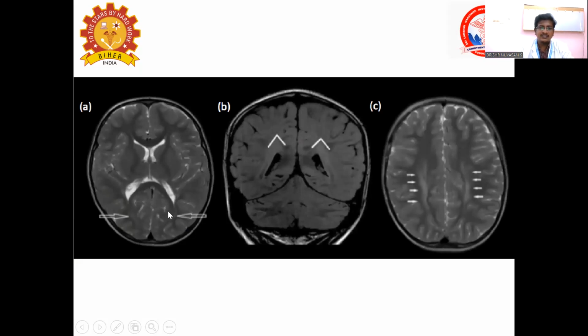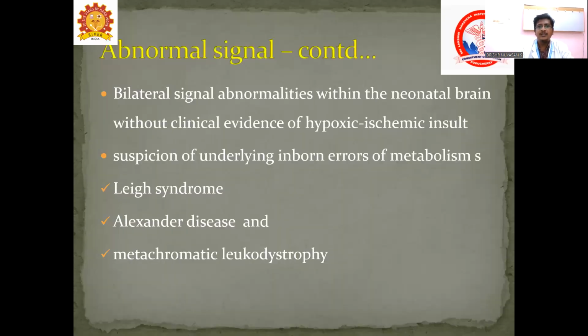See, this trigonal region is normal here in this T2 weighted sequence. And if you see here, it shows some altered signal intensity with white matter volume loss. And this is common in periventricular leukomalacia. So thus you should be able to differentiate the normal peritrigonal region.